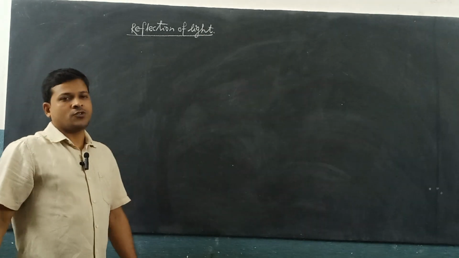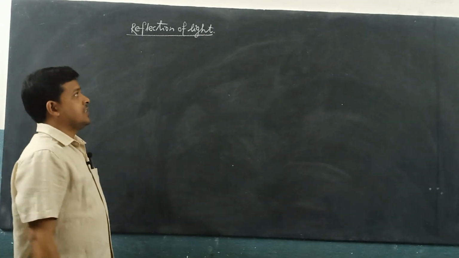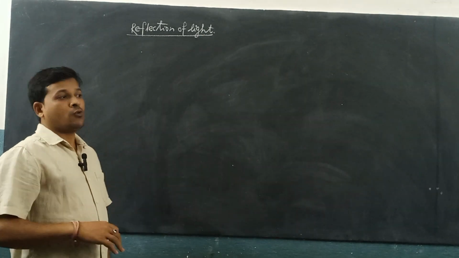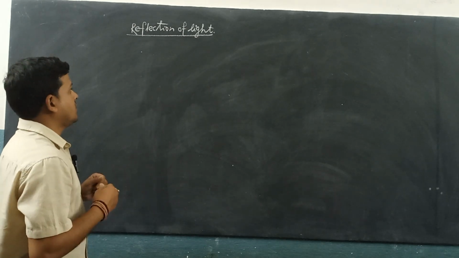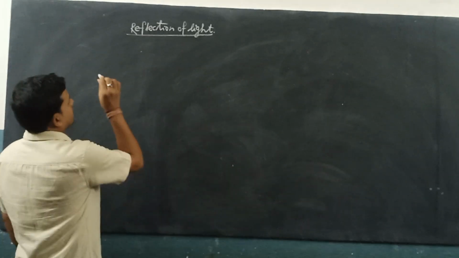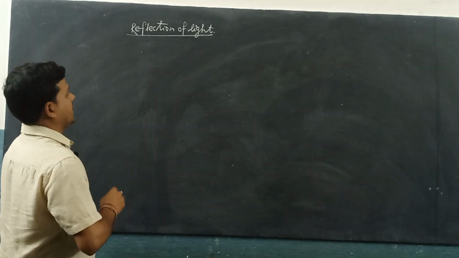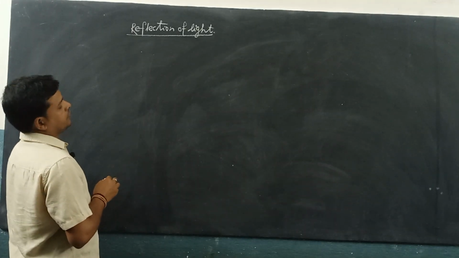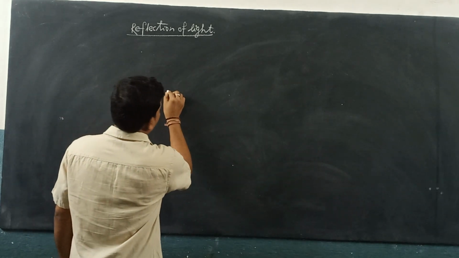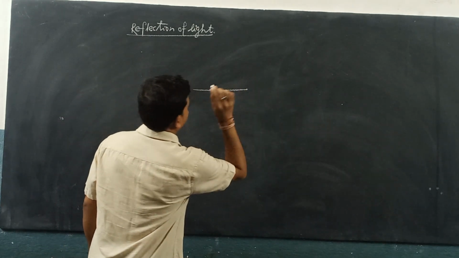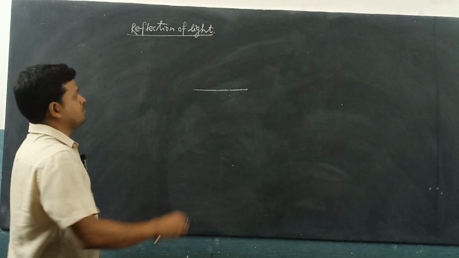In the previous class we learned what light is. It behaves like all other forms of energy, and one important property of light is the reflection of light. This is one important optical phenomenon. What happens in the case of the reflection of light?